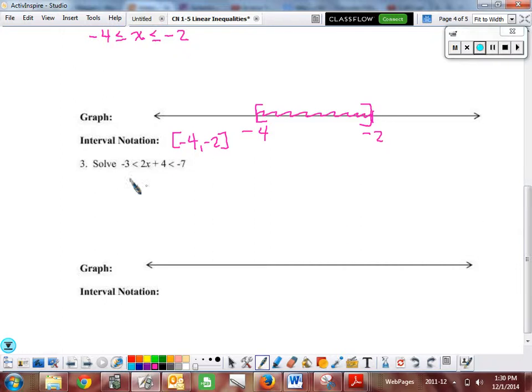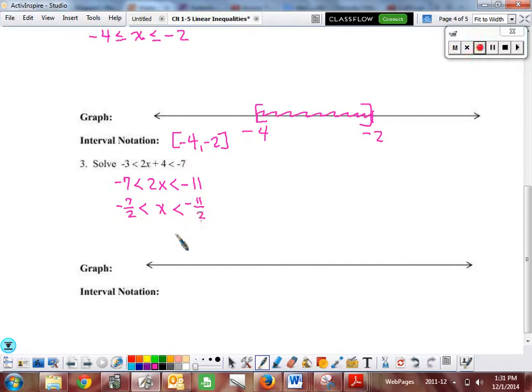Alright, now, take a look at this. That doesn't make sense. Let's see what happens if I didn't notice that in the beginning. You should immediately notice that there's no way, because of the transitivity, this is what you're basically saying, -3 is left of 2x plus 4, and 2x plus 4 is left of -7. Let's see what happens when we try to solve it. Subtract 4. We get -7 less than 2x less than -11. We divide by 2, -7 halves less than x less than -11 halves.